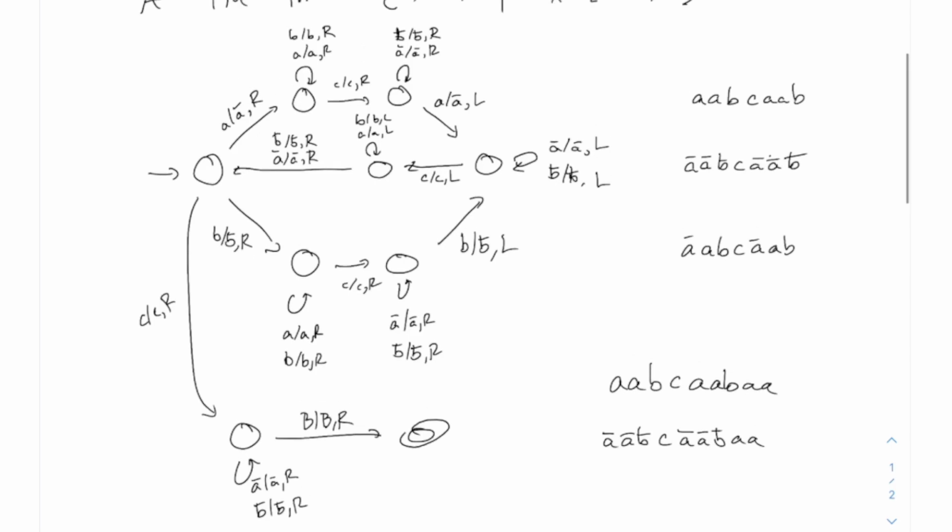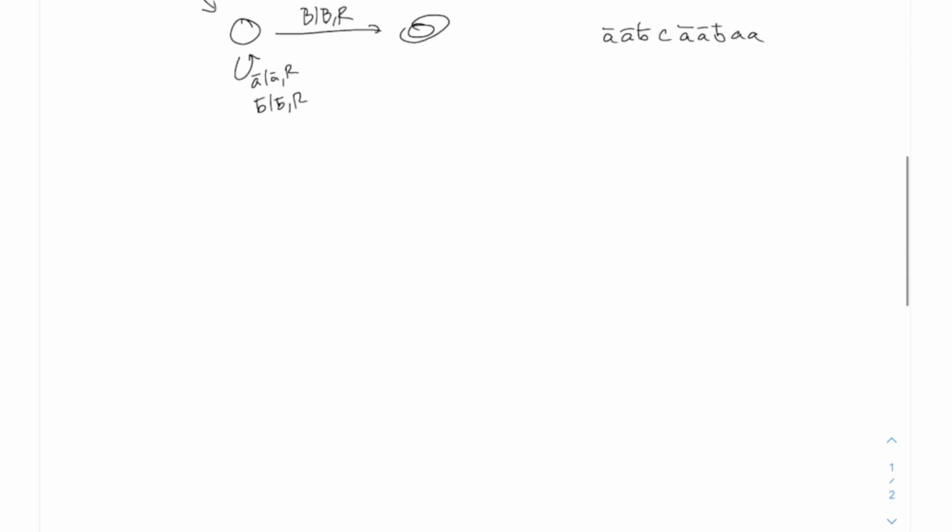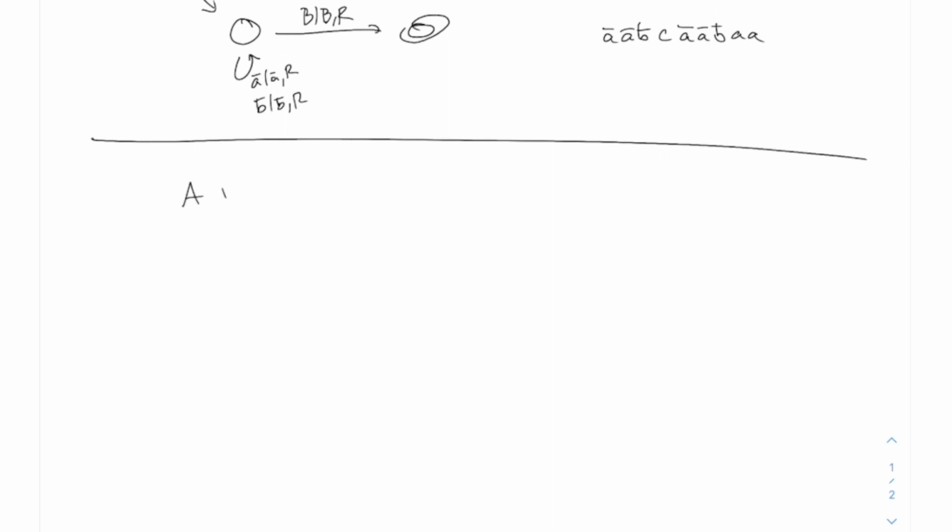although this one requires fewer states than the one that I just did. Let's do a Turing machine for this set X in AB star, which X has the same number of A's and B's.